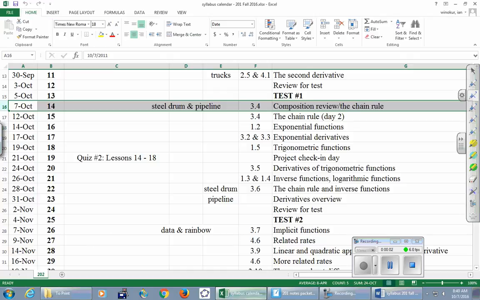Okay, welcome back. Happy Friday. Today is October 7th. It's our 14th class. Today, the next two projects are assigned, projects 3 and 4, about a steel drum and a pipeline.